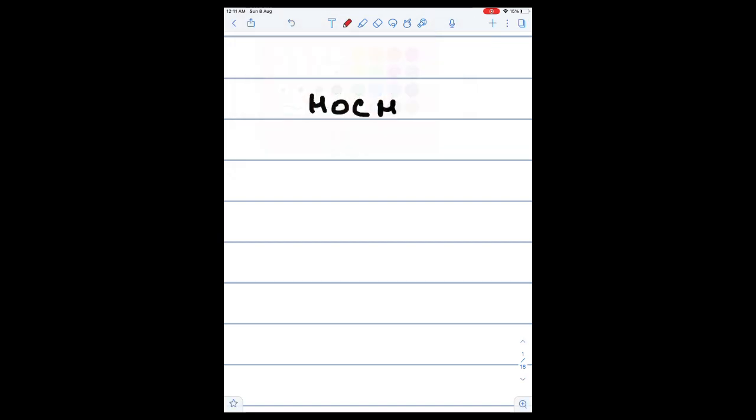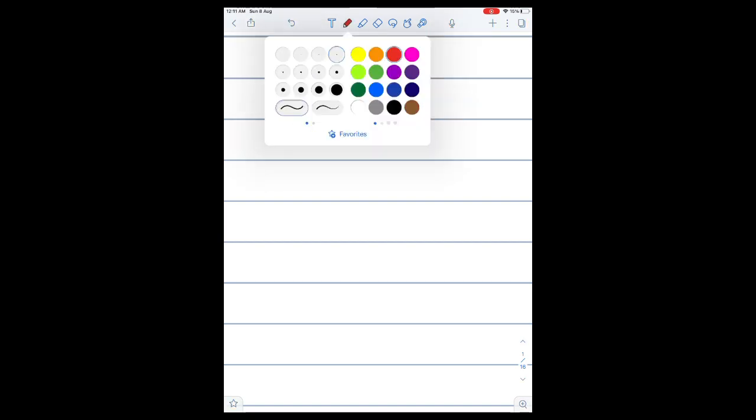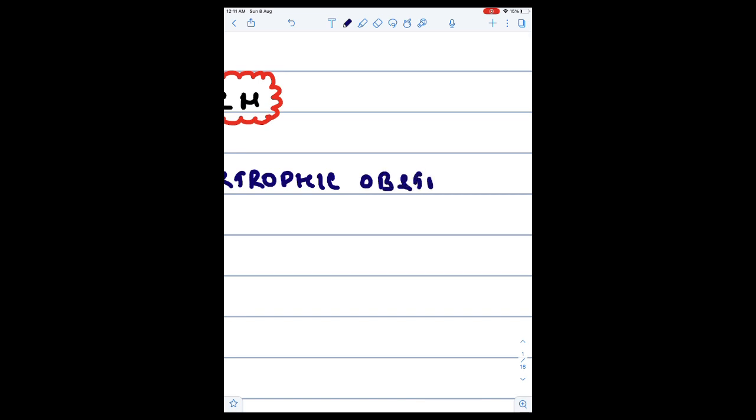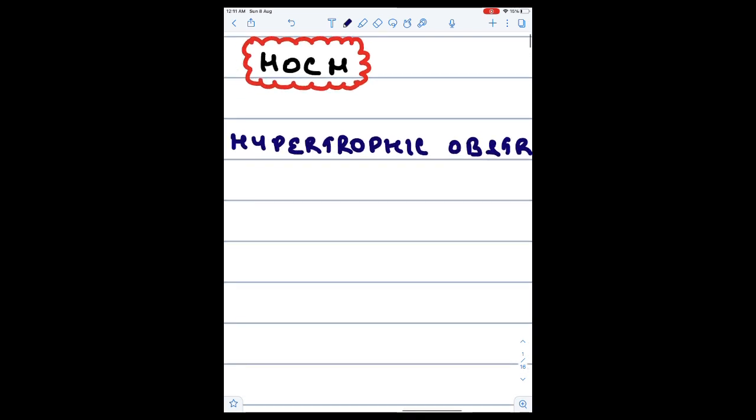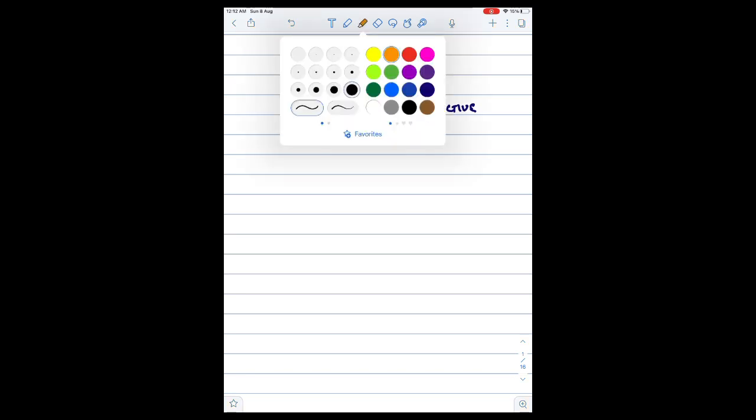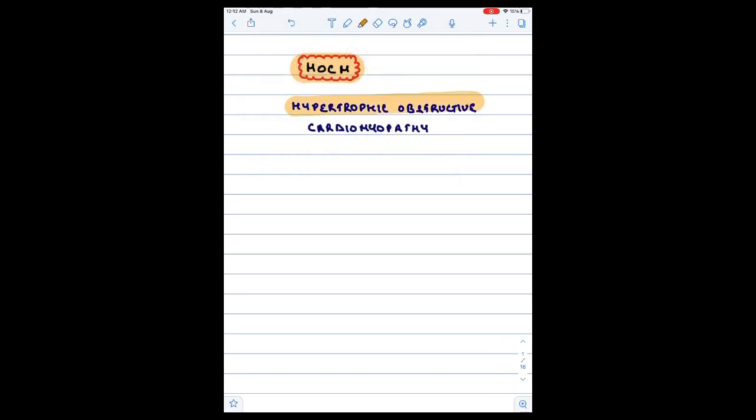Today the topic of discussion is HCM. It is one of the most important topics in the cardiovascular system. HCM means hypertrophic obstructive cardiomyopathy.